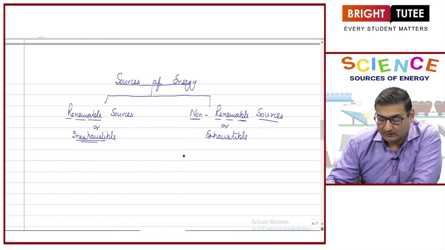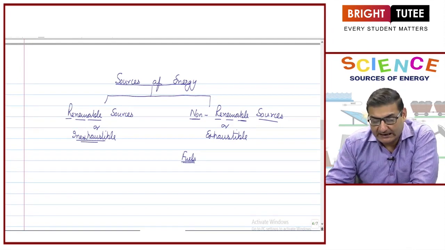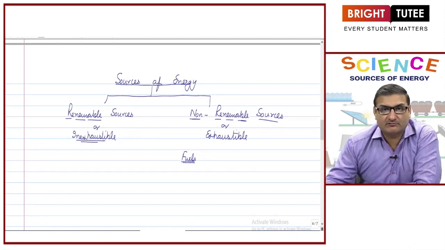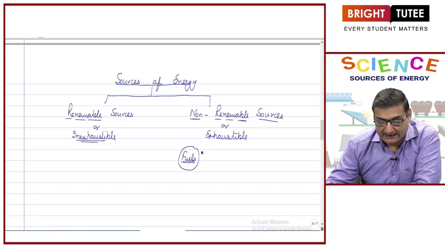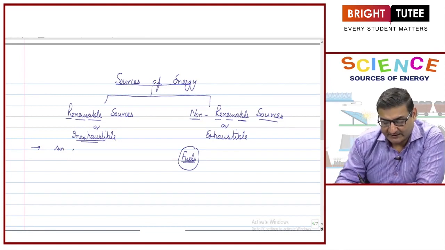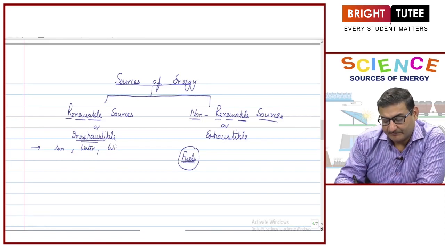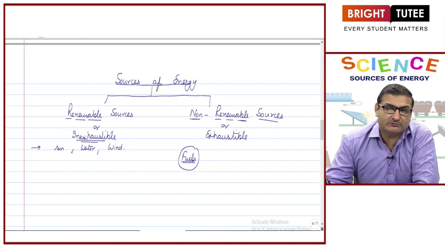We know that all our fuels that we use today, whether it is coal or petroleum, are non-renewable sources of energy because they are in limited amount. Fine, we will be studying these in a bit more detail. And for renewable sources of energy, we are considering solar energy, then water energy, wind energy. Right. These are a few examples of renewable sources of energy.